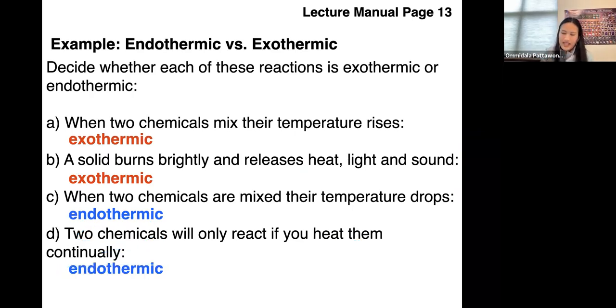I hope that gives you an idea of what is exothermic and what is endothermic. On the exam, it's going to be similar. You are going to be given a certain scenario and you have to determine whether it is endothermic or exothermic. All right, the next thing we're going to look at is how enthalpy, the heat of reaction, is involved with the amount of substance.